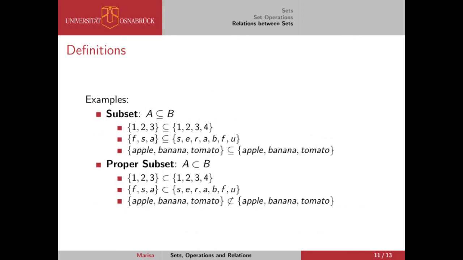Here are some examples for subset and proper subset. You can see the same three examples for both, but in the last case we don't have a proper subset, therefore it is crossed out. It is not a proper subset because the two sets are equal. The other two cases are indeed proper subsets. Each element of the first set is part of the second set, and the second set additionally contains other elements.